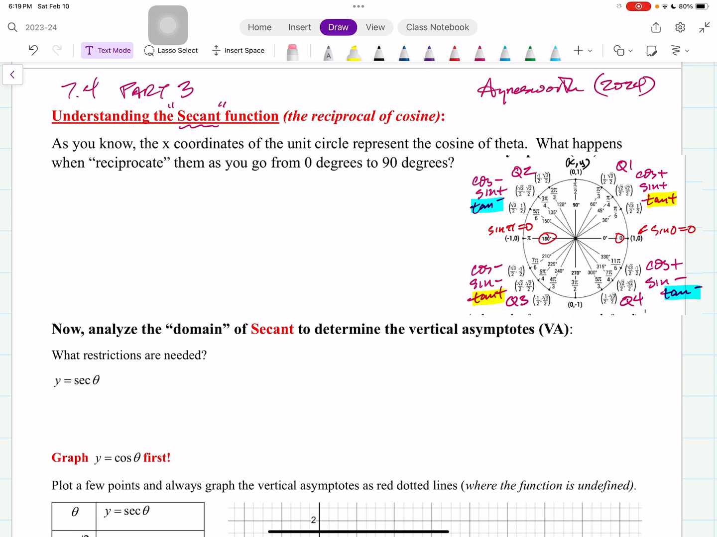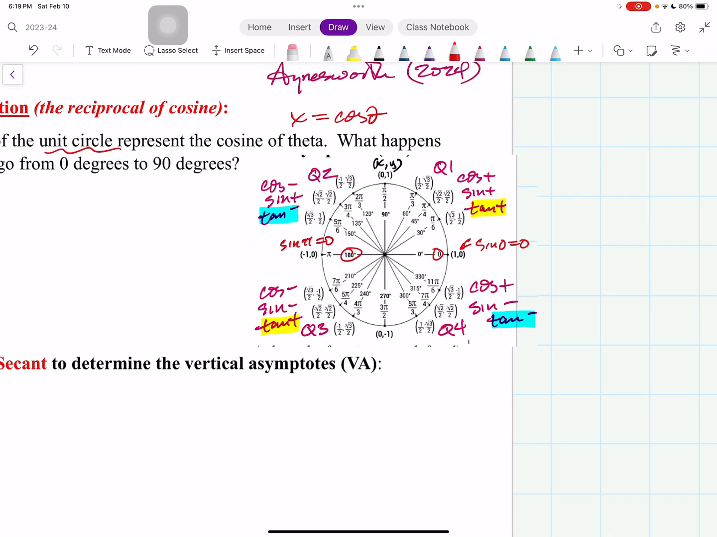And so the first thing we're going to do, to understand what's going on with this reciprocal function, is analyze some x-coordinates on the unit circle that represent the cosine of theta. You know on the unit circle that the x-coordinate equals the cosine of theta of that angle. If you zoom in here and look at your unit circle, I'm talking about these x-coordinates from 0 to 90 degrees, like 1/2 and root 2 over 2 and root 3 over 2. Those are the x-coordinates here. I'm concerned with those now, and what we're going to do is reciprocate them and see what happens.